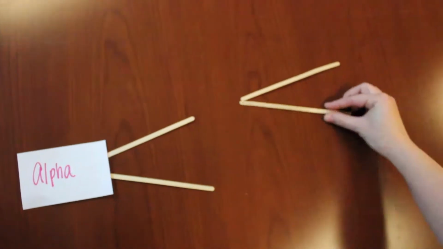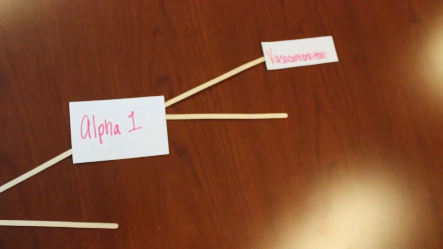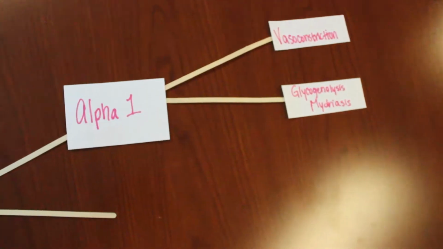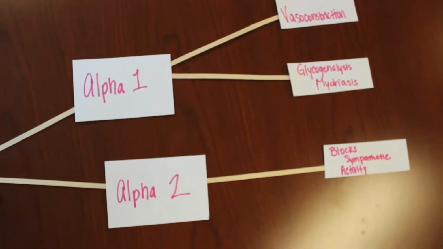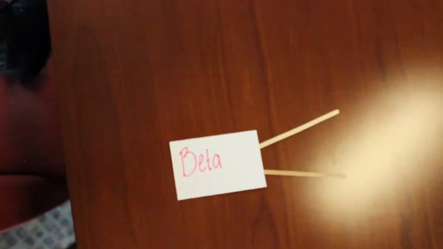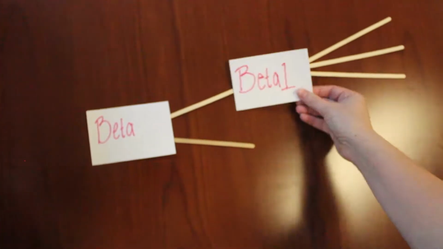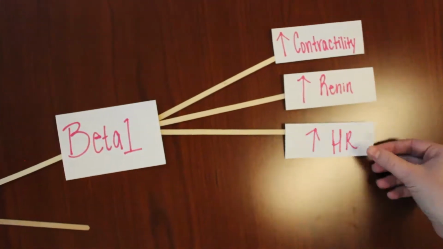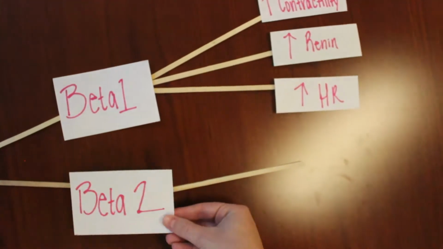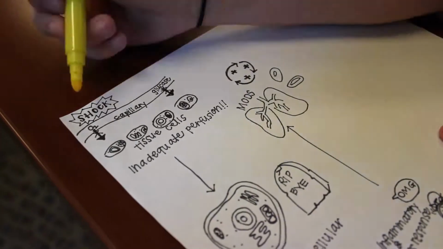Alpha receptors are broken down into alpha 1 and alpha 2. Alpha 1 has effects such as vasoconstriction, glycogenolysis, and mydriasis. Alpha 2's effects block sympathetic activity. Beta is further broken down into beta 1 and beta 2. Beta 1 increases contractility, increases heart rate, and increases renin. Beta 2 has dilation of the bronchioles and acts on the lungs.